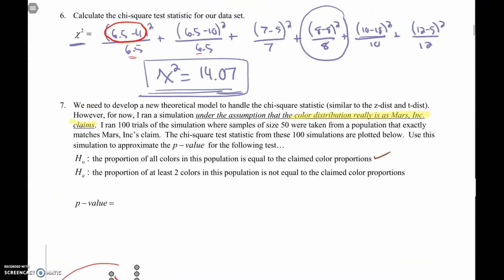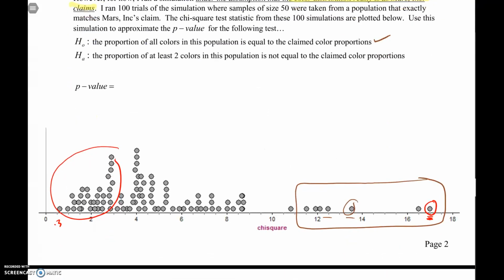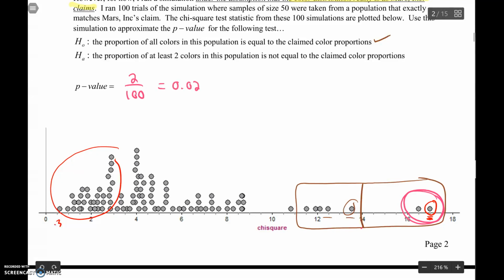So what's our p-value? Well, our test statistic was 14.07, so that's right there. There were only 2 simulations that got a chi-squared test statistic bigger than ours. So there's only 2 out of 100 that were as extreme or more extreme than ours. So that's a p-value of 0.02. Therefore, we would reject the null.